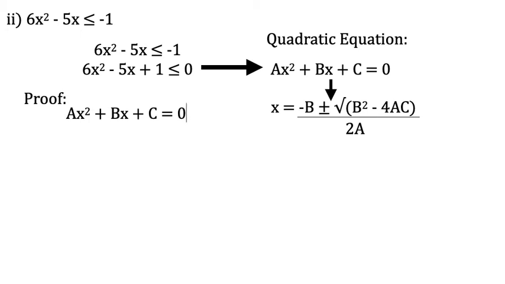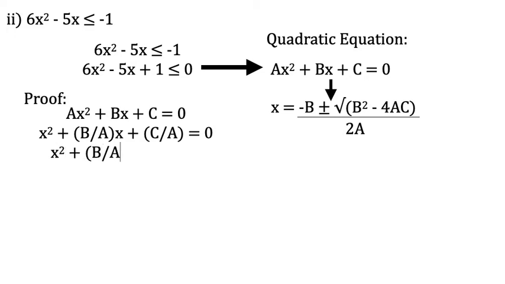In order to remove the a from the first term, we have to divide it out, such that we'd have x squared plus b divided by a times x plus c divided by a, which is equal to 0. In cases where the c over a doesn't give us a perfect solution for the quadratic equation, we can remove it by subtracting it from both sides.